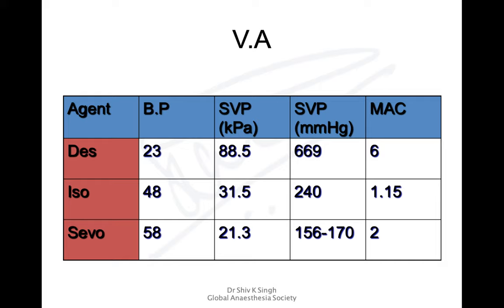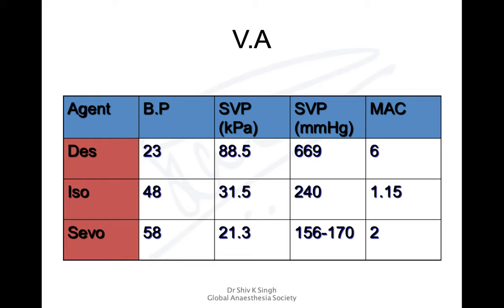The boiling point is only 23 degrees for desflurane, whereas it is 48 and 58 degrees for iso and sevo. So why do we need to heat up an agent which is able to evaporate very easily, which is highly volatile? Why heat up a highly volatile agent, whereas we don't have to heat up an agent which is not as volatile?